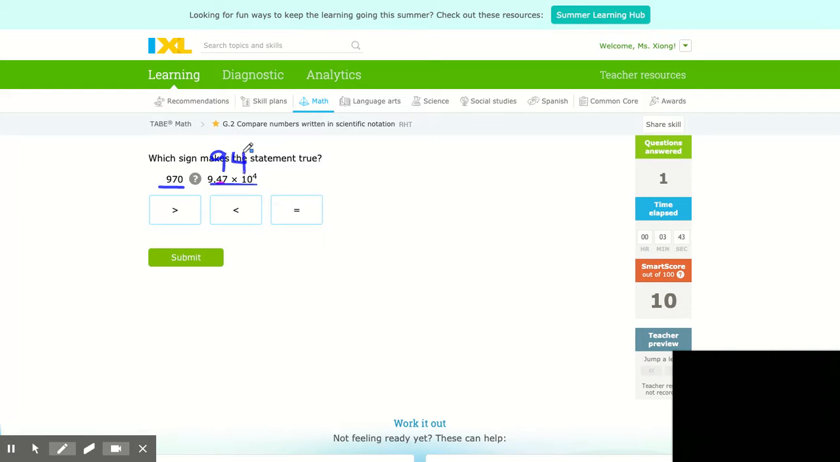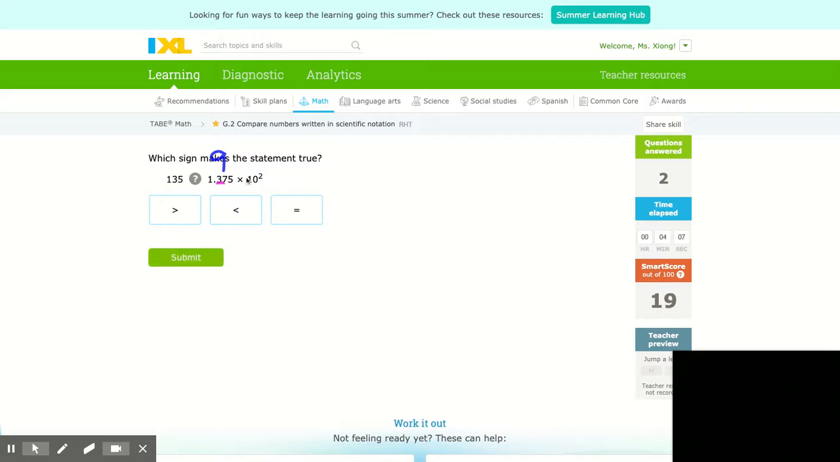So 1, 2, I need to move it 4 times. So 3, 4. I need to add some zeros. So which one is bigger? Which one is larger, the first one or the second one? Obviously, the second one. That's 94,700. So the first one is less than the second one.